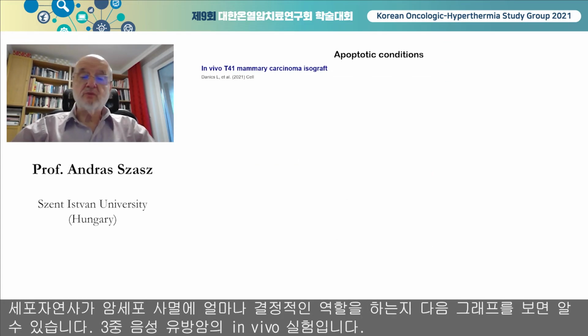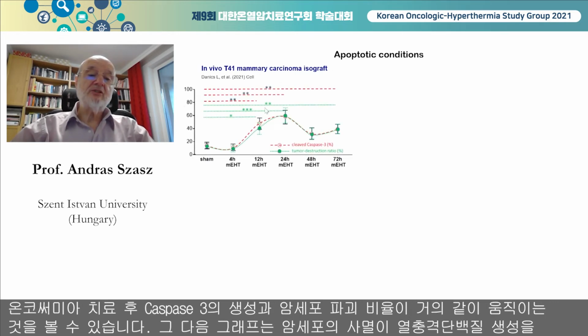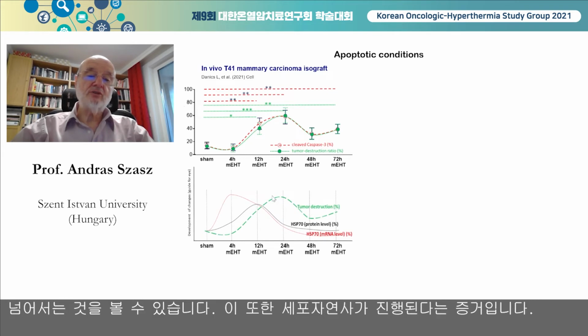Apoptotic conditions, so only one simple show of how it's going on. In the in vivo mammary carcinoma isograft, which is a triple negative mammary carcinoma, you can see that the destruction ratio and the apoptotic executor, the cleaved caspase 3, are going absolutely together. So it means that the main destruction factor is the apoptosis. And it also shows that the HSP development is overtaken by the tumor destruction. So again, it shows that the apoptosis is going on.